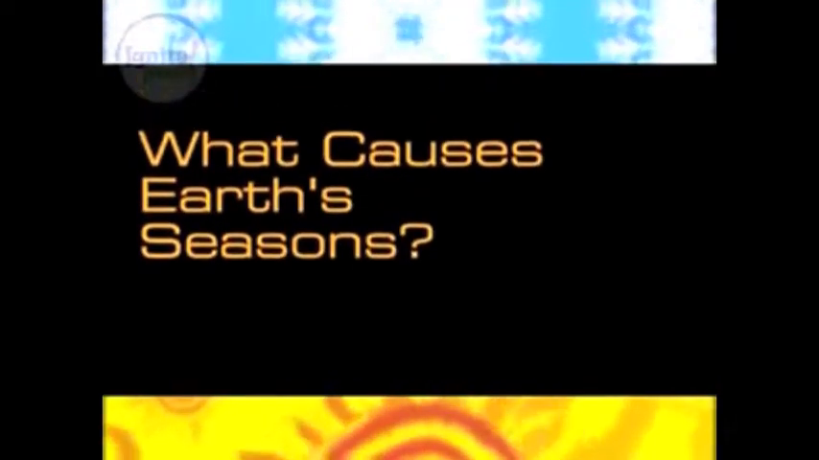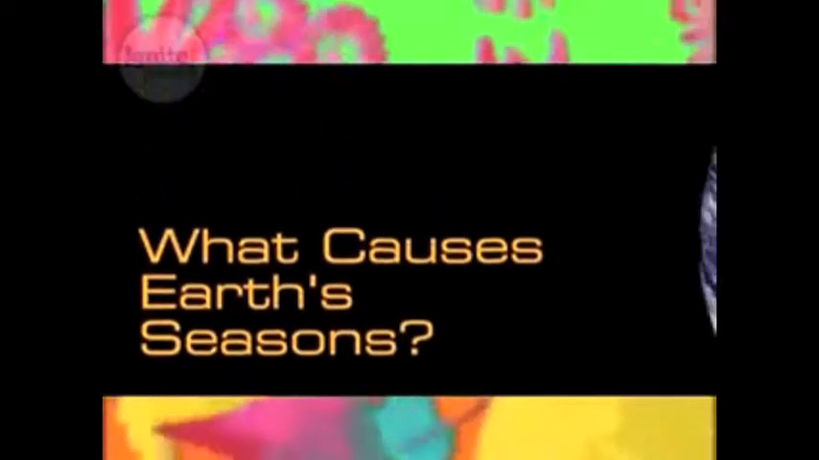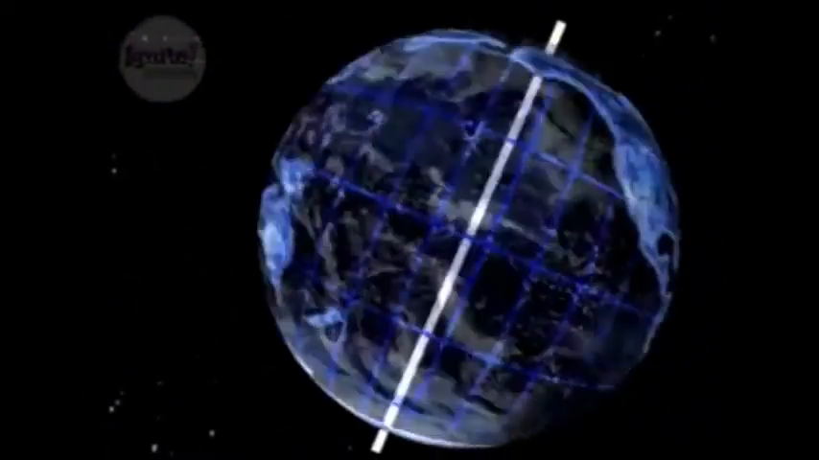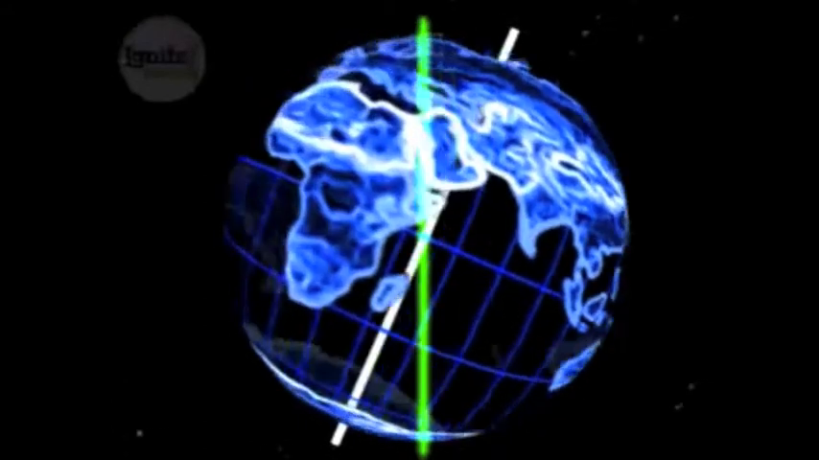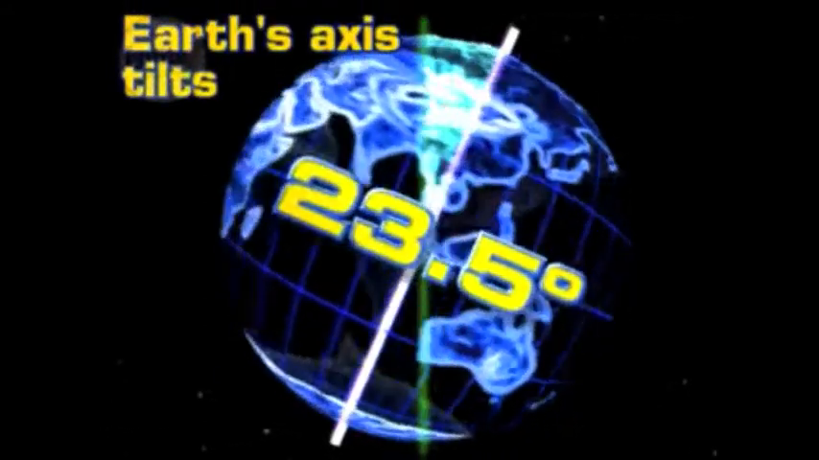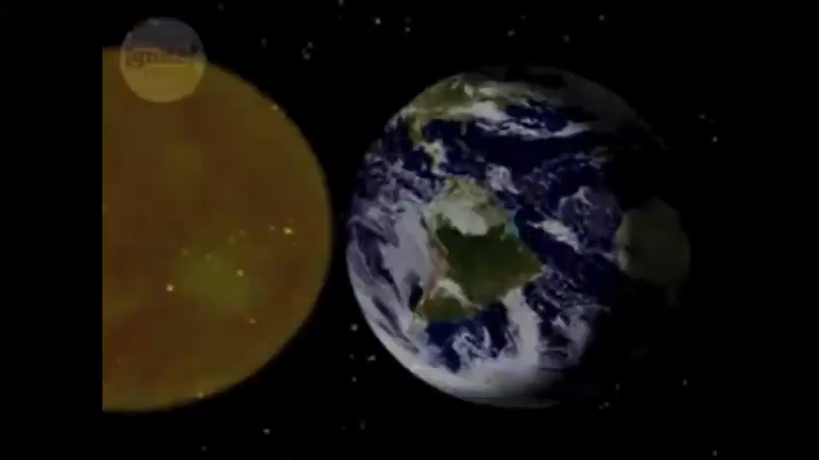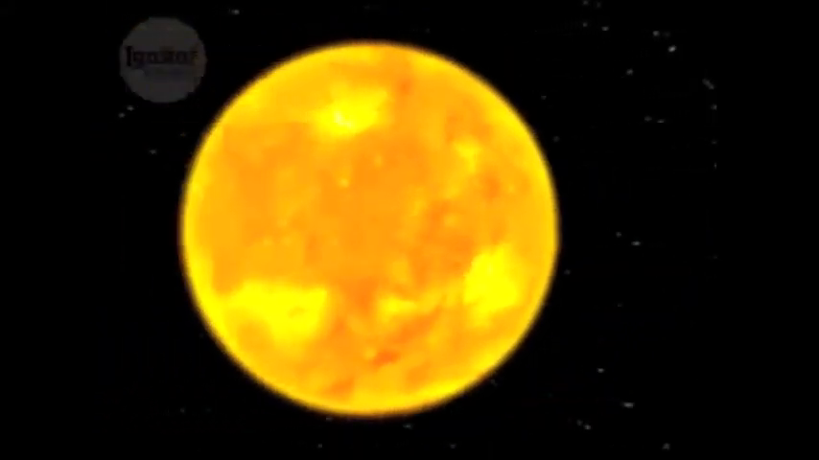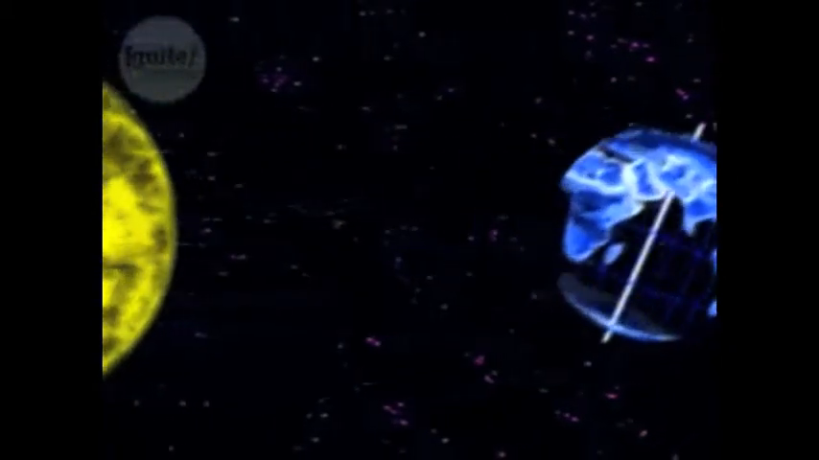What causes Earth's seasons? Earth's seasons are caused by Earth's tilt on its axis. Instead of going straight up and down, Earth's axis tilts 23.5 degrees. Can you see why the tilt causes Earth to have seasons throughout the year? Let's find out.